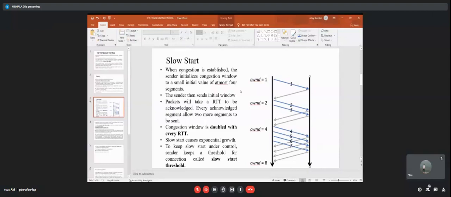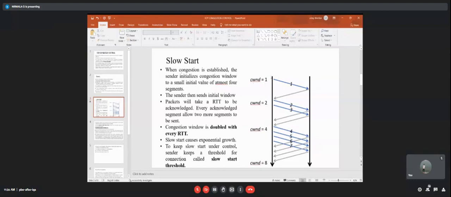It means that it can accommodate 4 segments. With TCP, we call the data unit a segment. So initially it is set to a value of 4 segments. After the sender initializes the congestion window size, the packets are sent. Here you can consider that at the first step, the congestion window size is 1.